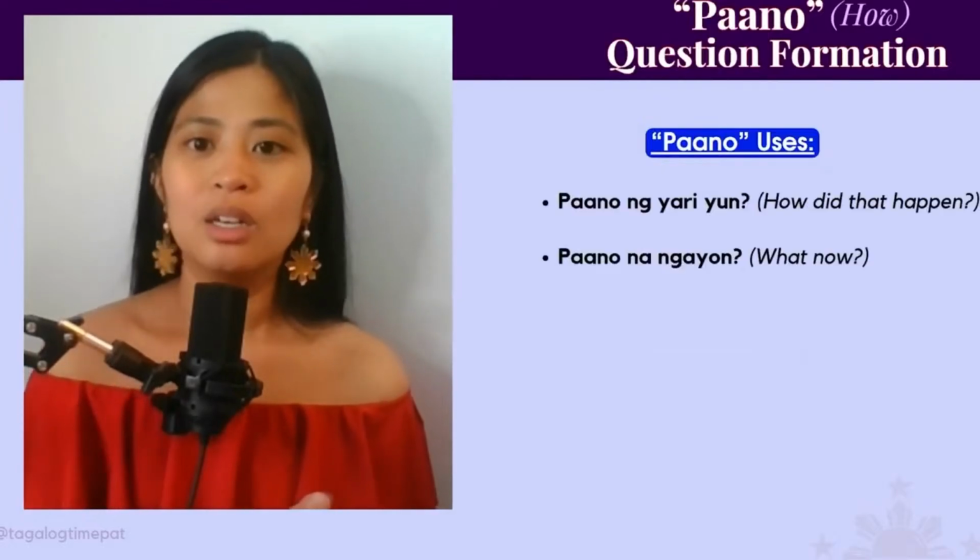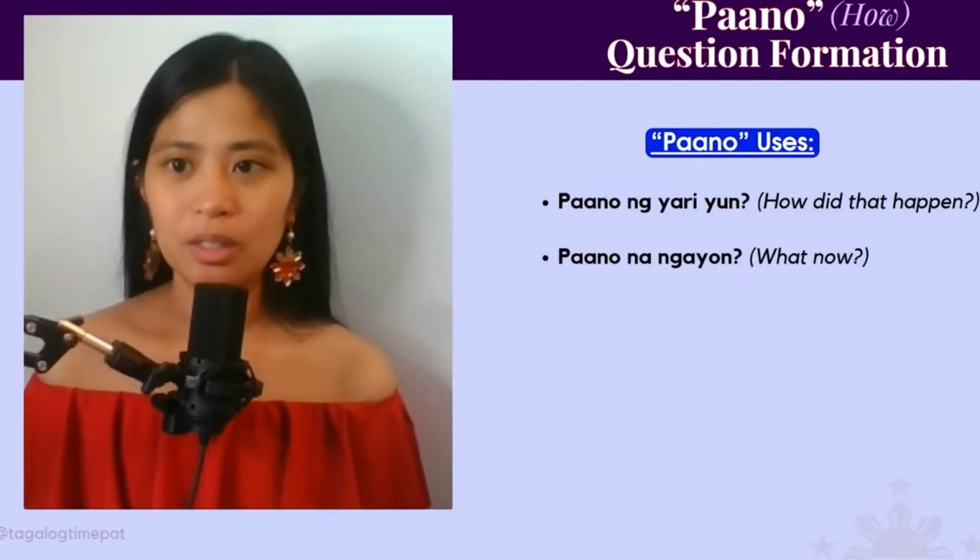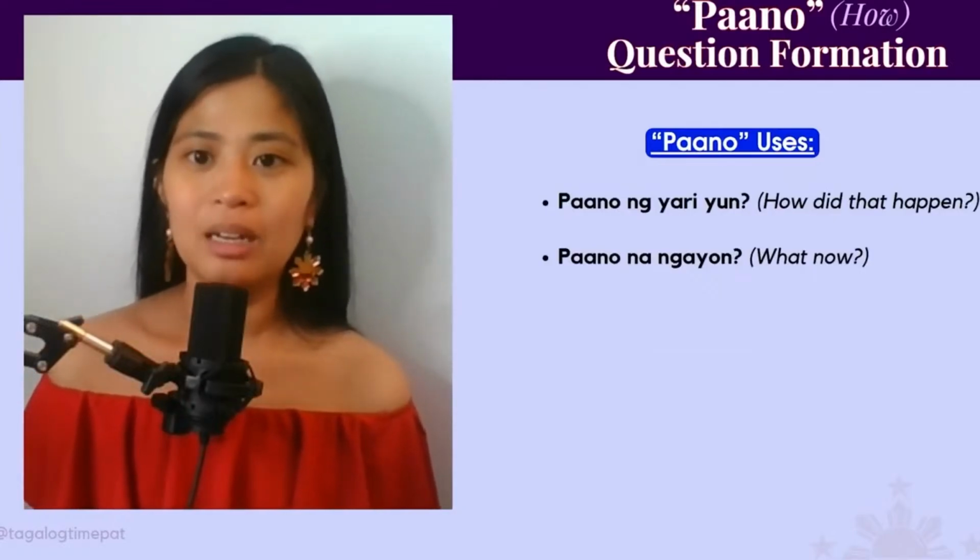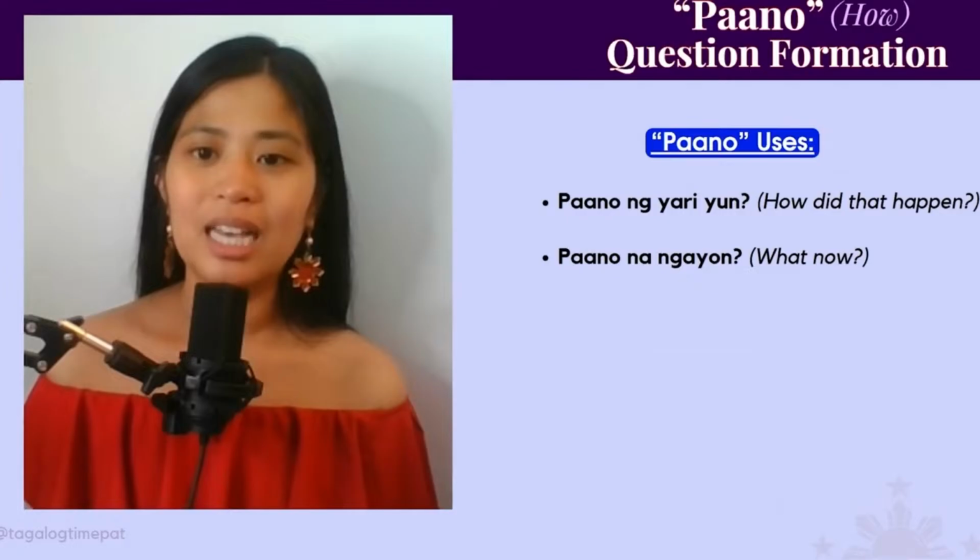Now, here are just some other paano uses. Paano nangyari yun? How did that happen? Yari means happen, and then yun means that. Paano nangyari yun? How did that happen?